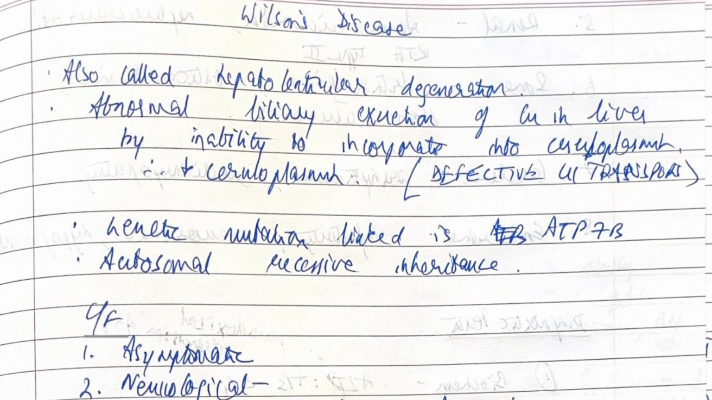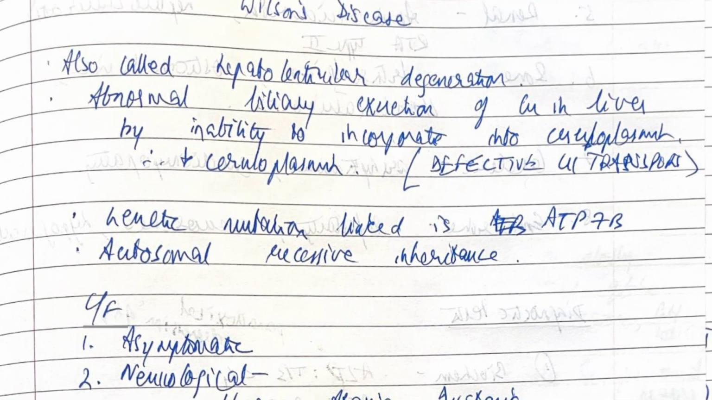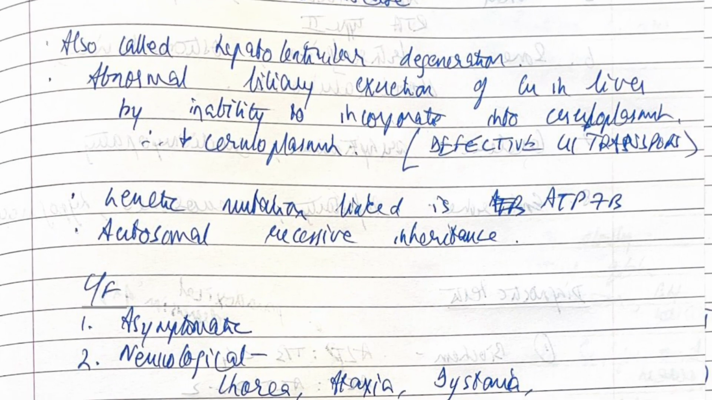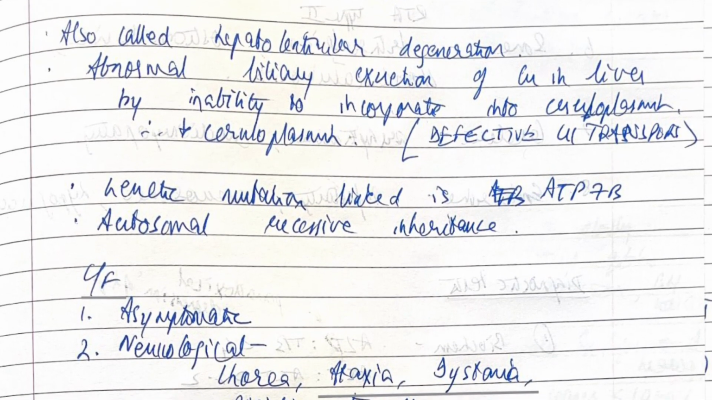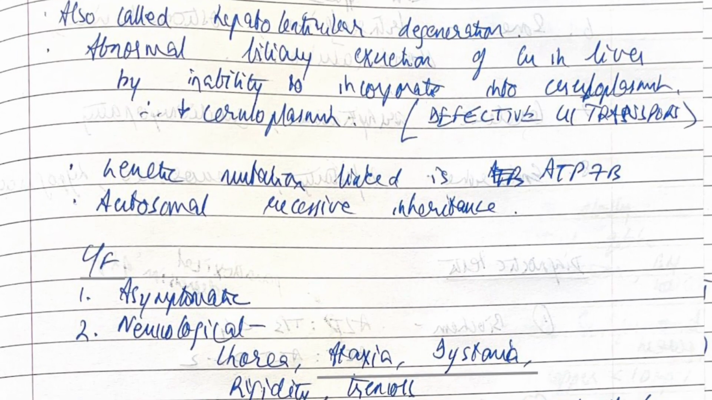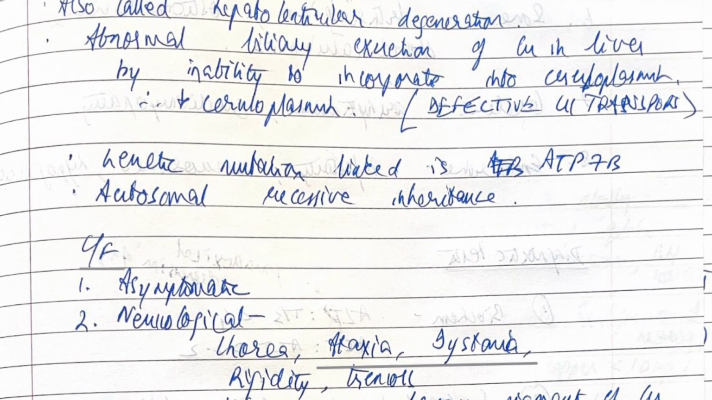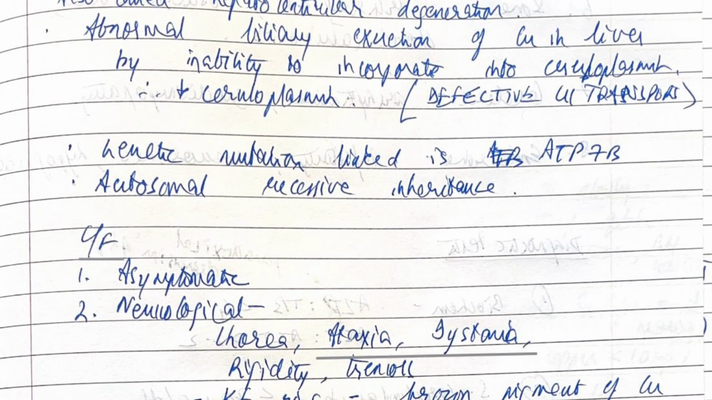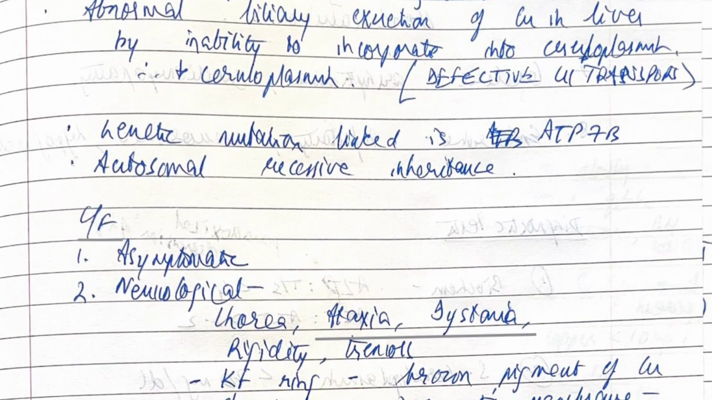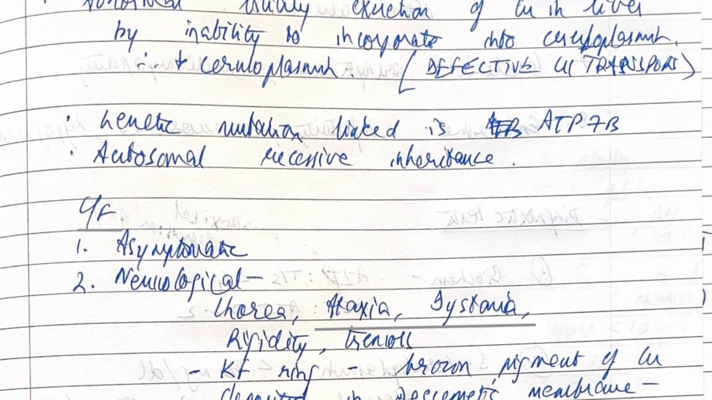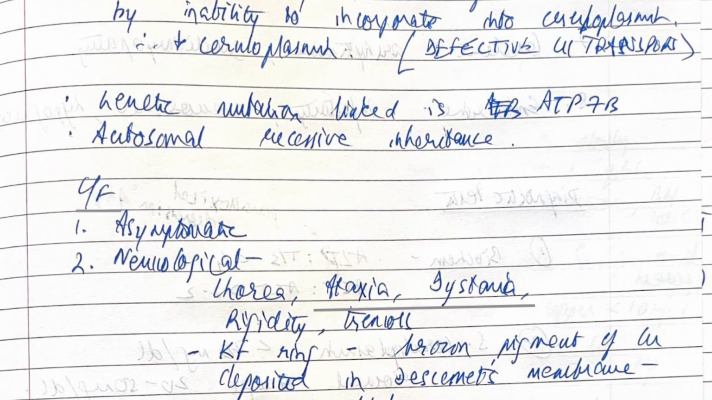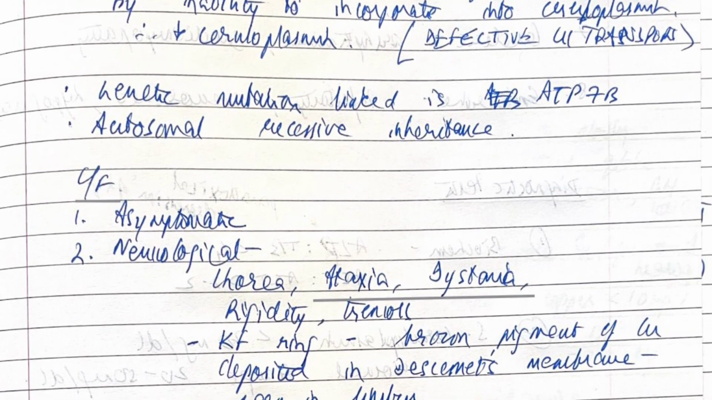Wilson's disease is also called hepatolenticular degeneration. There is an abnormal biliary excretion of copper from the liver, and there is an inability to incorporate the copper into the ceruloplasmin. Therefore, the ceruloplasmin levels in the blood are low because what we measure is the bound component of ceruloplasmin, the copper that is bound to the ceruloplasmin. So indirectly, we're measuring the bound copper in the blood.